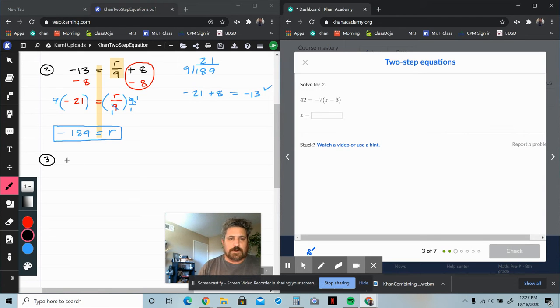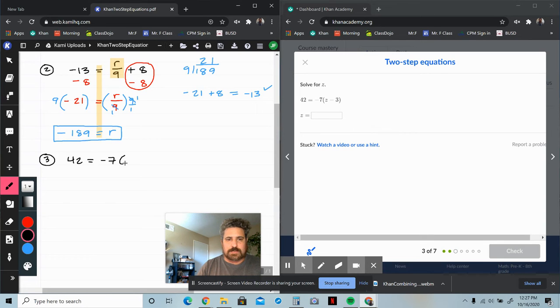This one is 42 is equal to negative 7 times the quantity of z minus 3. So you have actually several choices about how you want to go about doing this. But I think the simplest way to do it is to distribute first. So I would distribute first.